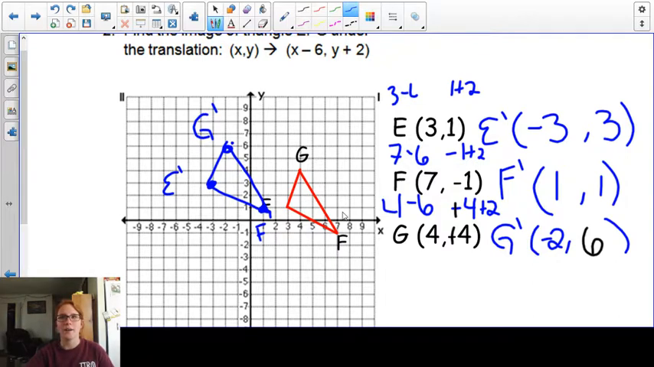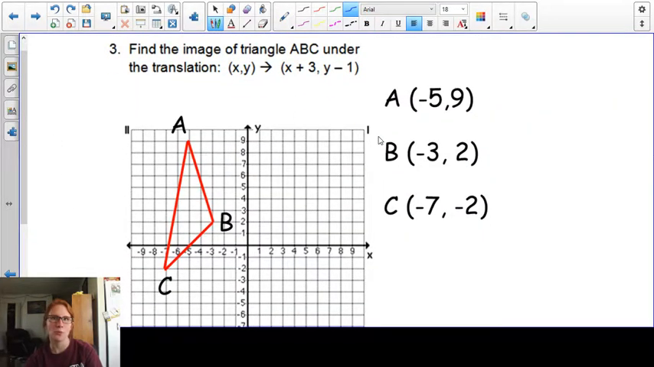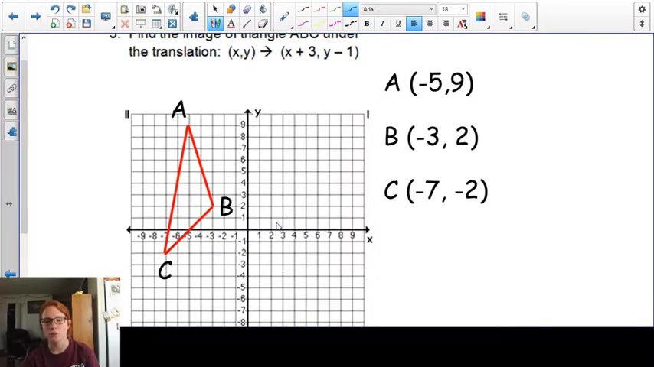So now my red shape is just slid over to my blue shape. I want you to try this one on your own. I'm going to do a little bit, and then you can make sure. I want you to pause it, obviously, and then come back and check it. Just pause video, do this one, come back, check your answer.